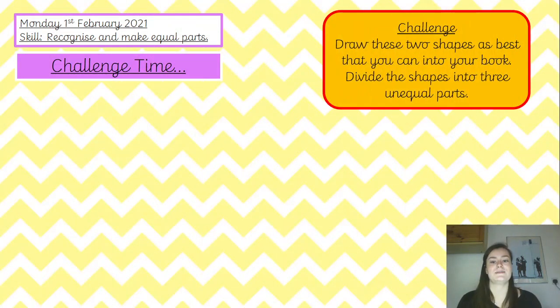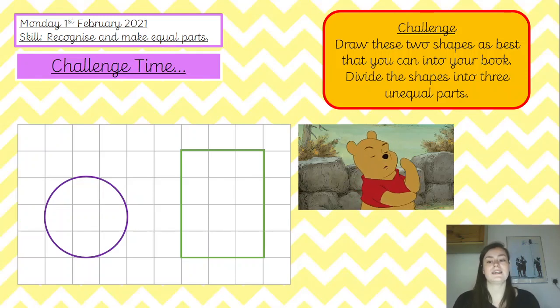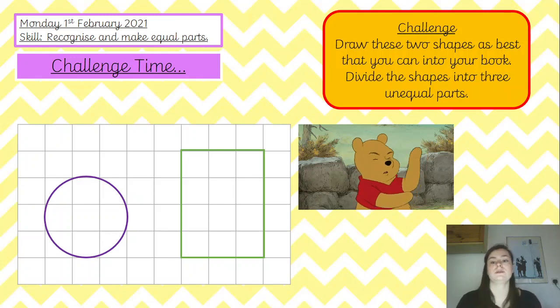Okay, challenge time then. I would like you to have a go at drawing these 2 shapes into your book the best that you can. If you're drawing this rectangle, make sure you're using a straight edge or your ruler. Then I'd like you to have a go at dividing these shapes into 3 unequal parts. So think carefully, how many lines will I need to draw if I want 3 parts? You'll need to draw 2 lines, won't you? And if they are unequal, do they need to be the same size or a different size? Okay, pause the video and see if you can have a go at that task now.